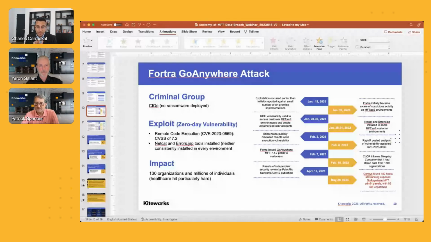And so from a revenue perspective, I'll tell you, I had a lot of clients that unfortunately felt no better option but to pay the threat actor when they were dealing with the Fortra GoAnywhere extortion campaign.